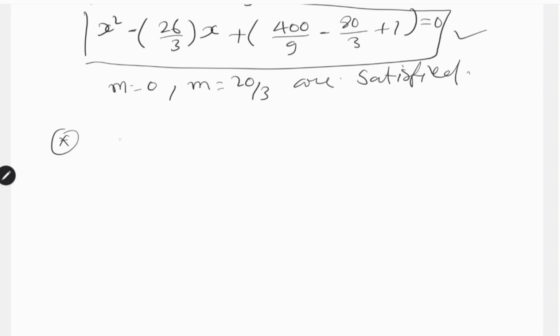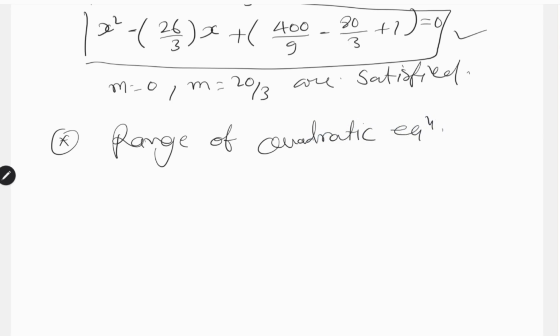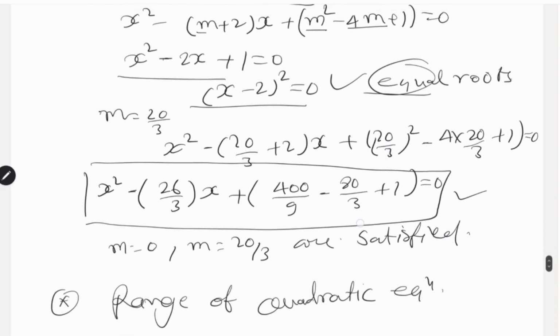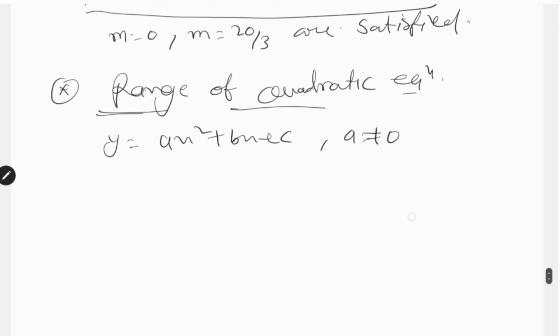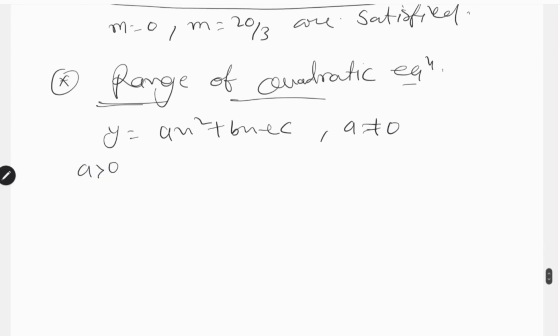Okay, now the next point is the range of a quadratic equation. Then what is the range? Range: y is equal to ax square plus bx plus c, and a is not equal to 0. Okay, then if a is greater than 0, then the parabola opens upward.